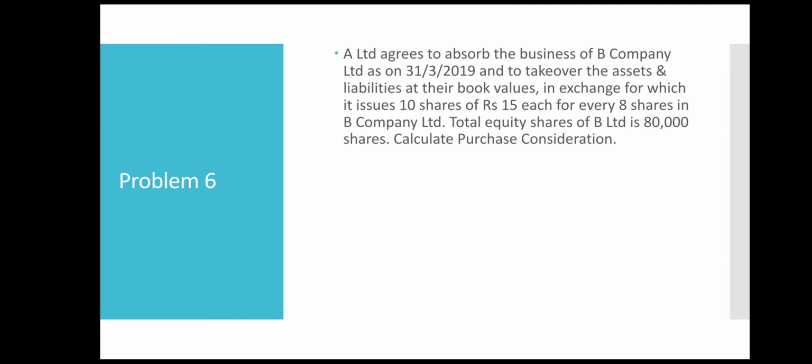A Limited agrees to absorb the business of B Company Limited. So A Limited agrees to absorb means it is purchasing the business of B Company Limited. So here A Limited is the purchasing company, or it is also called the transferee company. Business of B Company Limited is purchased, so B Company is the transferor, seller, or the vendor company. And to take over the assets and liabilities at their book values.